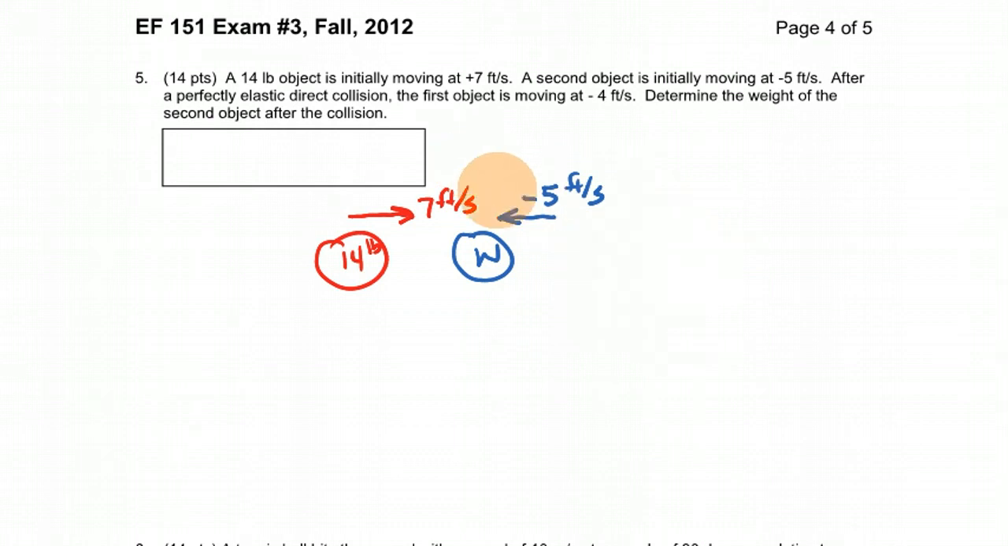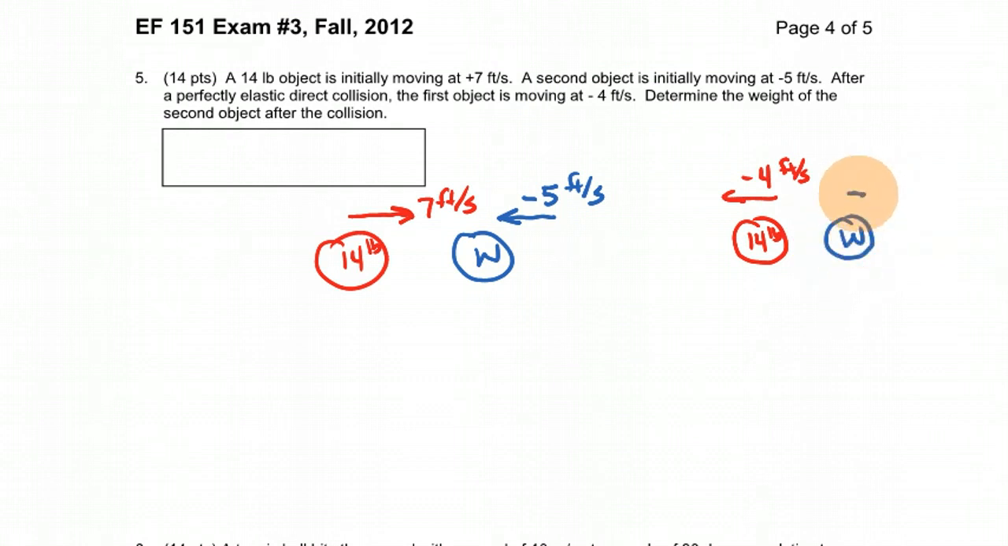Okay, so this is before, afterwards. Our 14-pound object is moving at a -4 feet per second. Okay, we don't know the weight or the velocity. We'll assume it to be in that direction. We'll call it V2 prime. That's weight of the second object. Okay, so we have two unknowns, the mass and the final velocity of the second object.